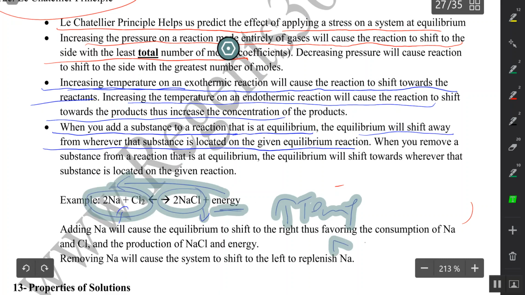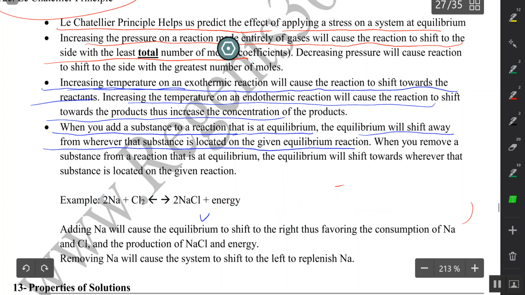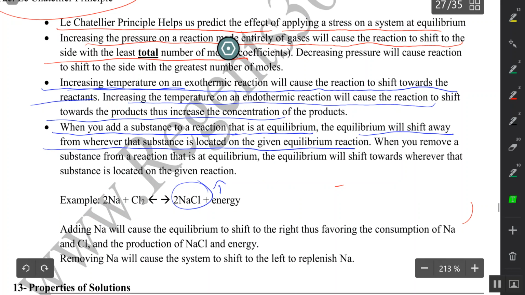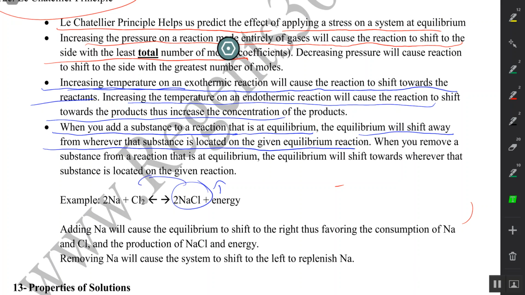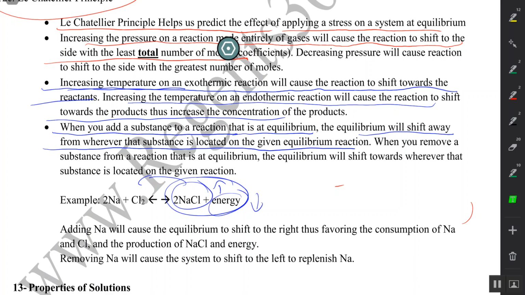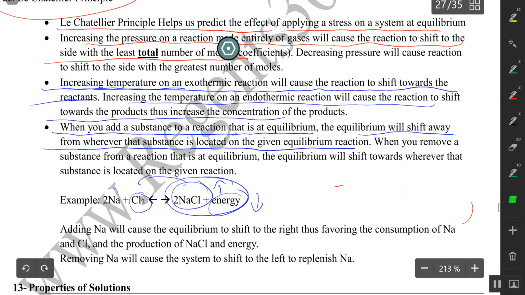So, for example, if I increase the concentration of NaCl, the system will shift away from wherever NaCl is on this reaction. So the system will shift to that side. What does that mean? Because I increased the concentration of NaCl, my temperature is going to drop, my energy is going to drop, and I'm going to produce more and more chlorine and sodium.